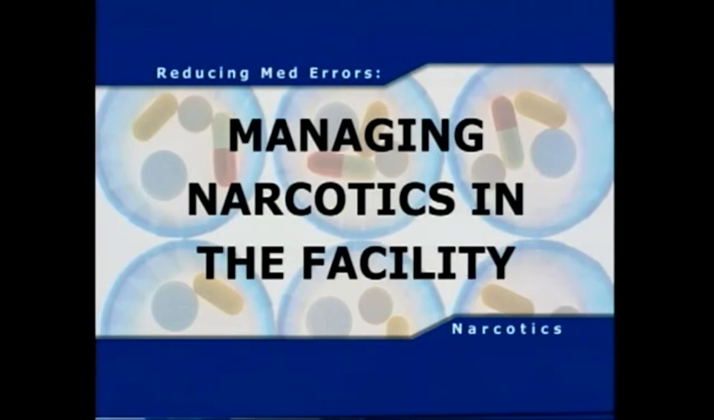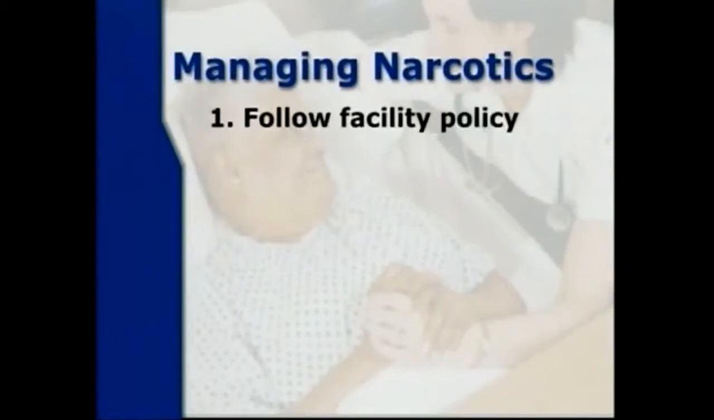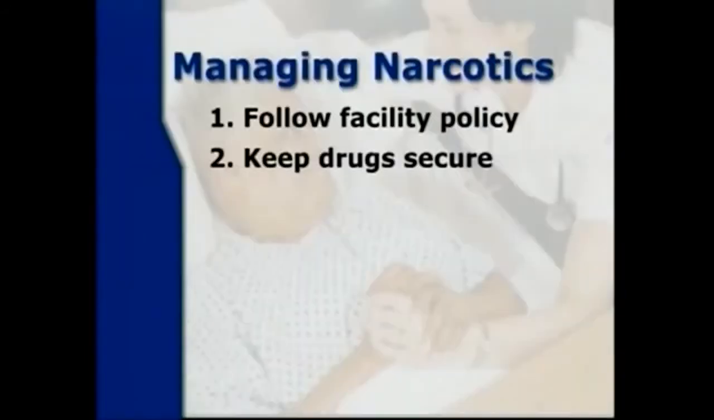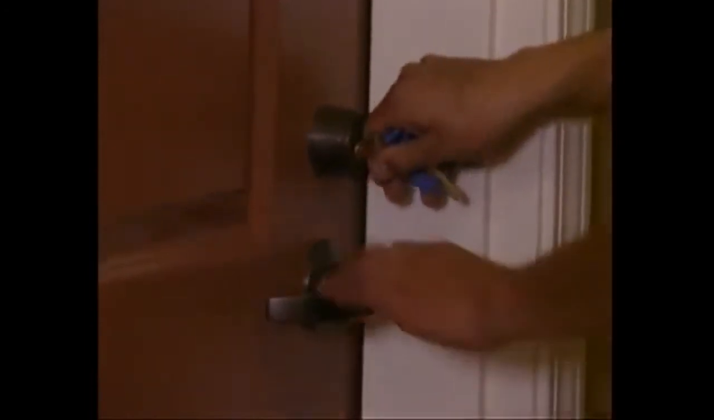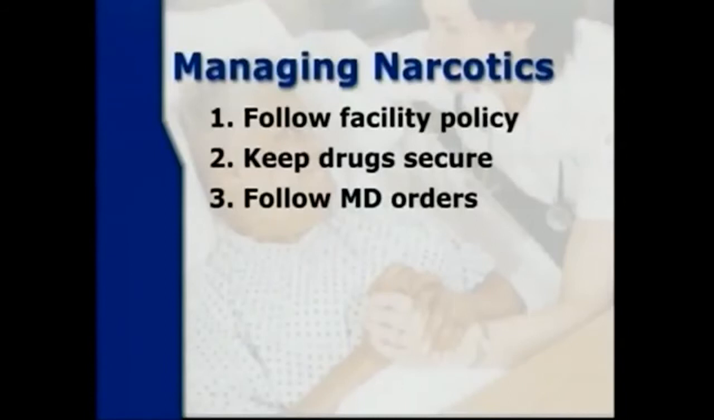There are a number of important steps you can take to help control the use of narcotics within your facility. Number 1, follow your facility policy. Check with your supervisor, administrator, and policy and procedure manual to verify the appropriate steps you should take when handling narcotics in your facility. Number 2, keep them secure. This is one of the most important things you can do. Take steps to ensure that narcotics do not fall into the hands of unauthorized persons. Number 3, closely follow physician's orders.